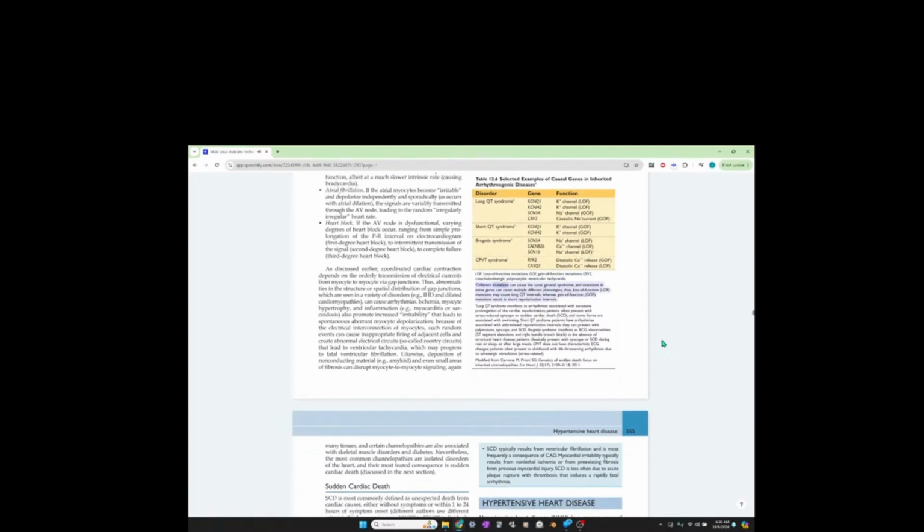The different mutations can cause the same general syndrome, and mutations in some genes can cause multiple different phenotypes. Thus, loss of function mutations may cause long QT intervals, whereas gain of function mutations result in short repolarization intervals. The long QT syndrome manifests as arrhythmias associated with excessive prolongation of the cardiac repolarization. Patients often present with stress-induced syncope or sudden cardiac death, and some forms are associated with swimming. Short QT syndrome patients have arrhythmias associated with abbreviated repolarization intervals. They can present with palpitations, syncope, and SCD.